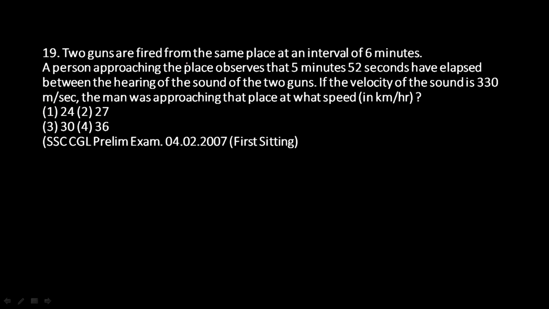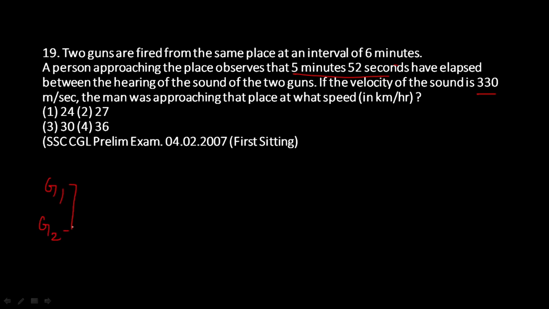Two guns are fired from the same place at an interval of 6 minutes. A person approaching the place observes that 5 minutes 52 seconds have elapsed between the hearing of the sound of the two guns. If the velocity of the sound is 330 meters per second, at what speed was the man approaching the place? So there are two guns, gun 1 and gun 2.